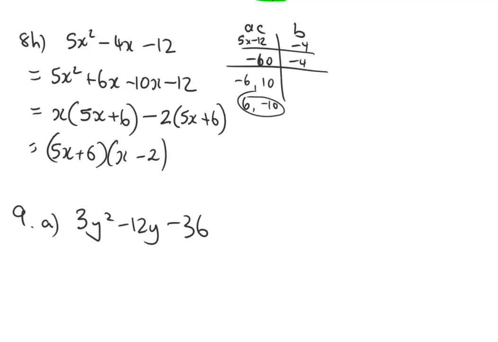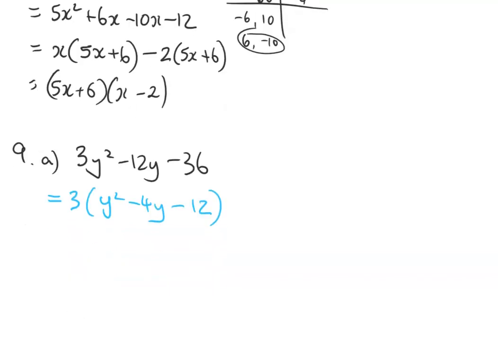What I want you to start to pick up and realise is that sometimes there might be shortcuts. What do you notice about the numbers 3, 12 and 36? Well, they all have a common factor of 3. I can take out a common factor of 3 and that will leave me with y squared minus 4y minus 12. And now it's a little bit easier to factorise. So notice I've now got a coefficient of 1. So now I can factorise that.